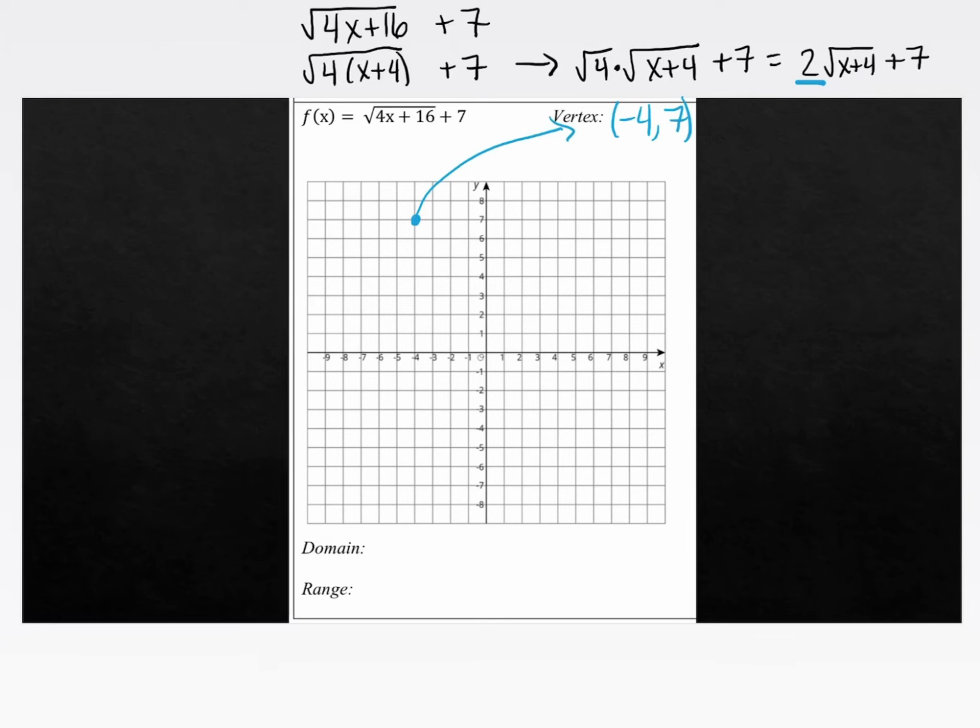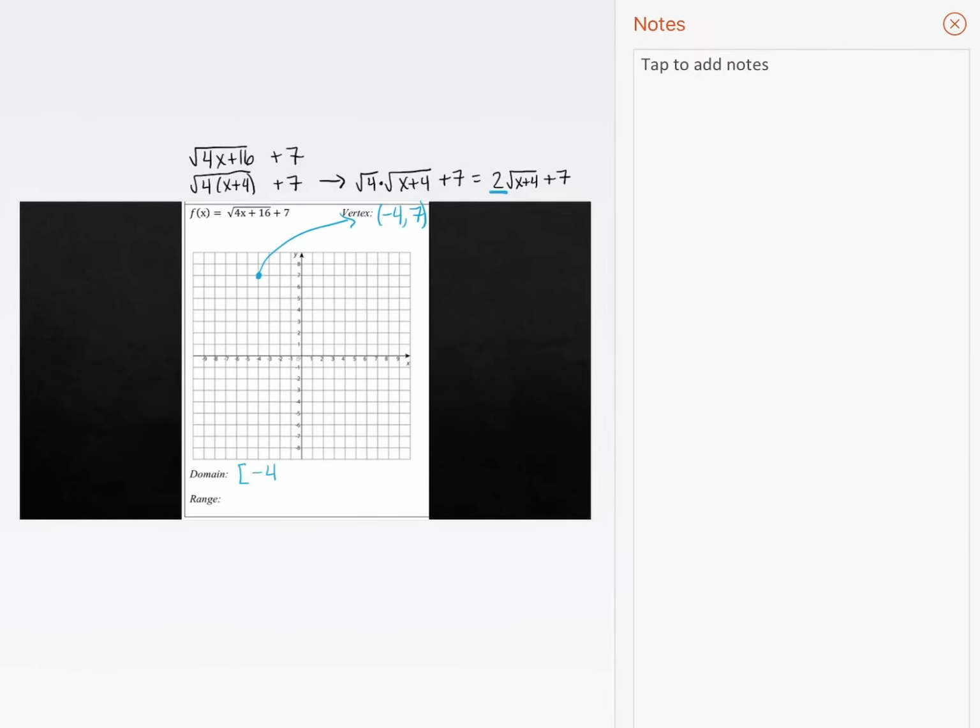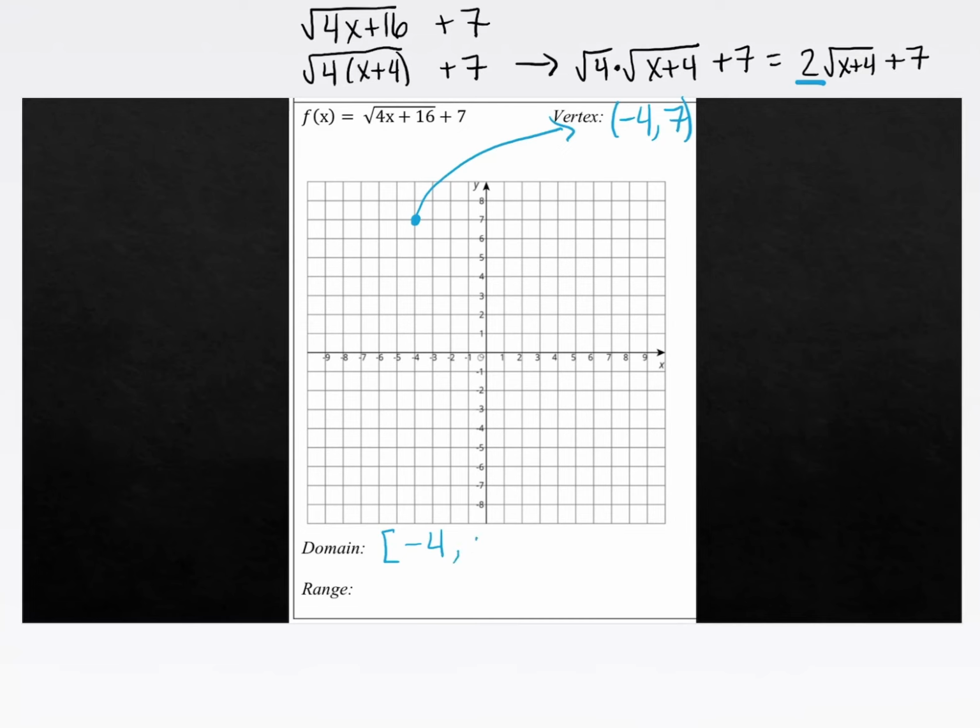Our domain, the smallest possible x value that we have, is -4. Again, we have a bracket because that is a point on our graph. And it goes to +infinity, and our range is from +7 to +infinity.